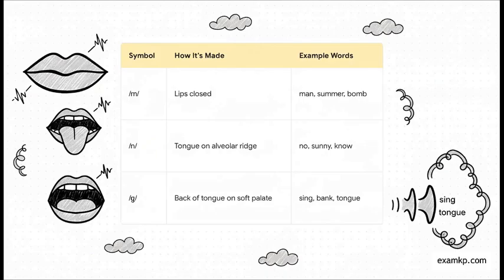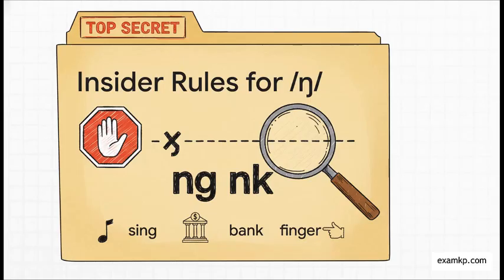For M, just close your lips. Easy. For N, your tongue touches that little ridge behind your top teeth. Simple. But for NG, the action is way at the back of your mouth. It's the sound at the end of sing. Say it now. Sing. Feel how the back of your tongue goes up? That's it right there. Now, here are the exam hacks for spotting the NG sound every time. Rule number 1, it never ever starts a word in English.